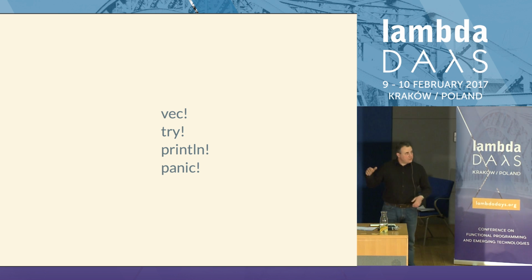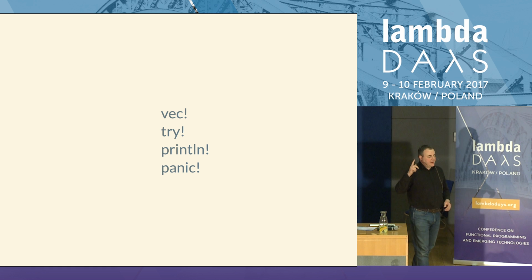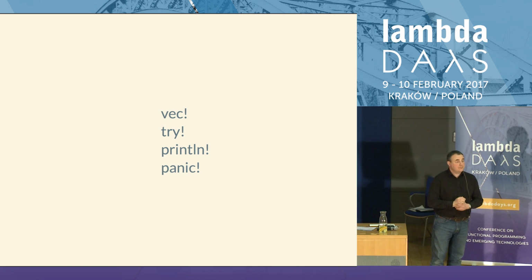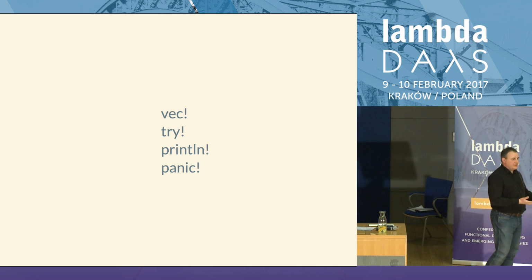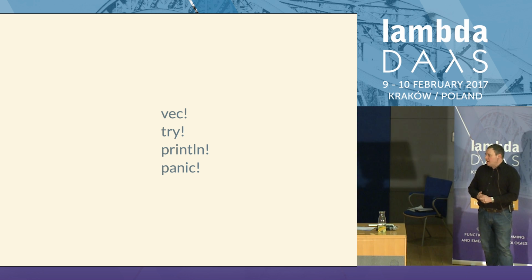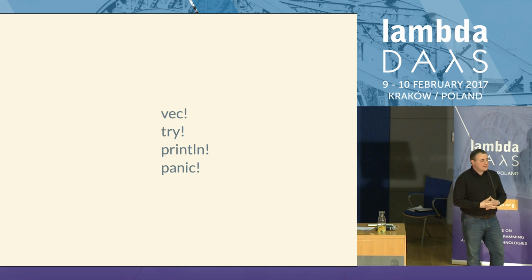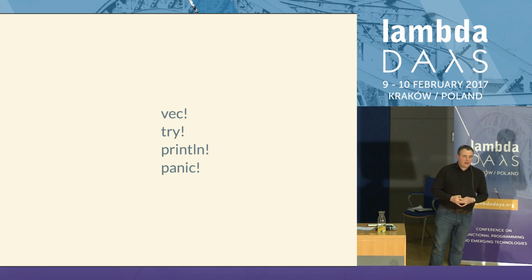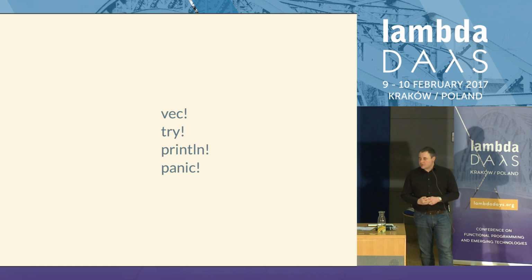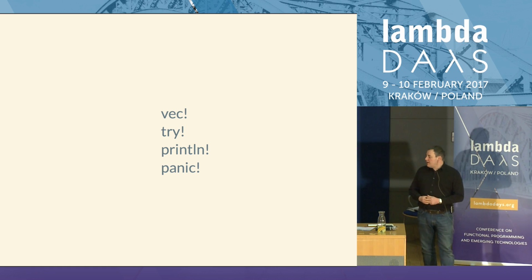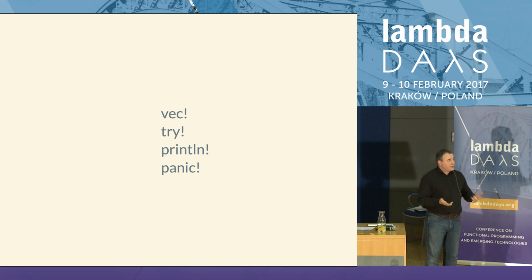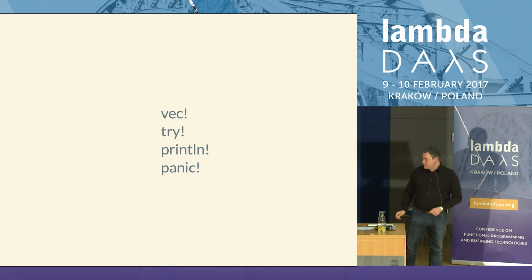vec!, all macros need to end with an exclamation point. This is how you mark this is a macro. This is what the compiler expects. vec! provides a nice syntax to create list literals. try! is meant for handling errors. panic! aborts your program. print! well, prints things.